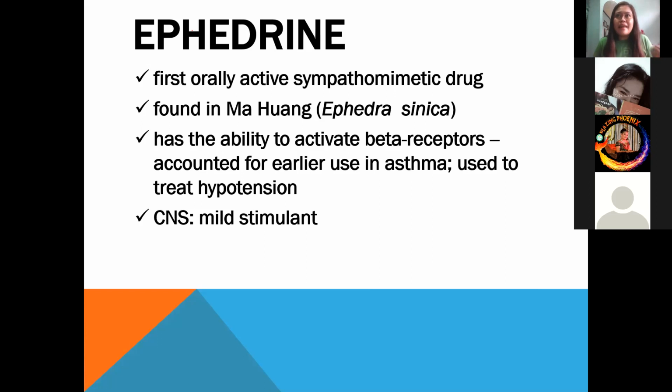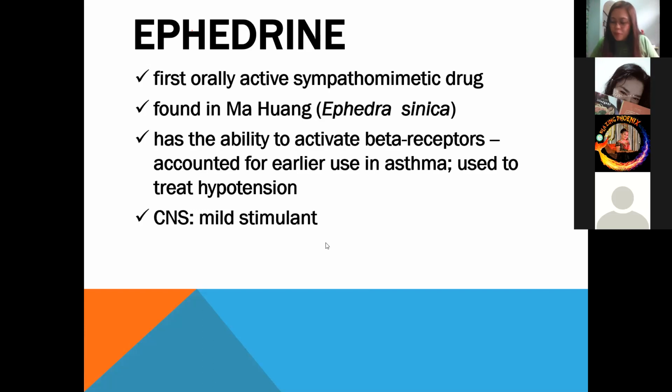But then, it also has activity on the alpha-1 receptor, so it can cause vasoconstriction. So it can also be used as treatment for hypotension. Ephedrine is included in the emergency kit or emergency box in the stations. So again, it can be used for asthma because of its ability to bind to the beta-2 receptor, and for hypotension because it can cause vasoconstriction due to its activity on the alpha-1 receptor.